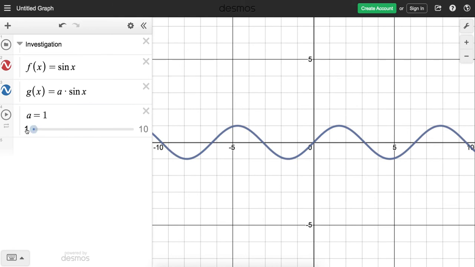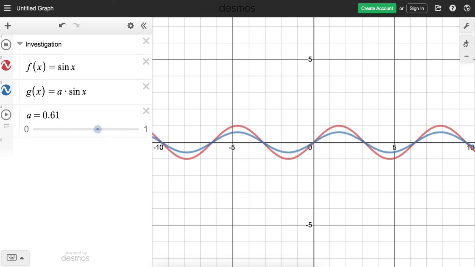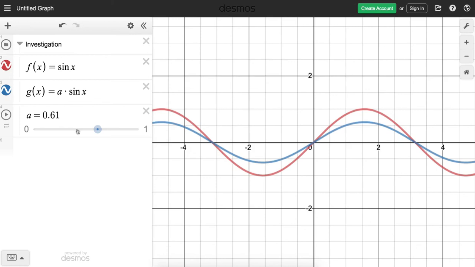All right, now let's look at what happens if we multiply where a is between 0 and 1. So here's 1, and as we now bring it down closer to 0, notice the blue graph is getting closer to the x-axis. So it might be beneficial to zoom in here. And the closer it's getting to 0, the closer our graph is getting to the x-axis. Notice again where it hits the x-axis, nothing's happening there.